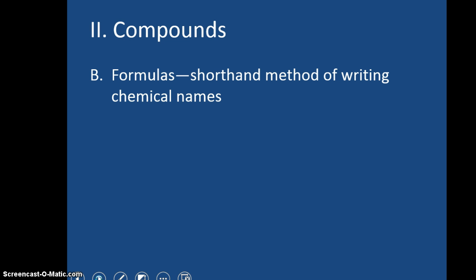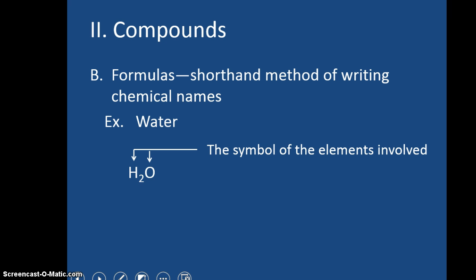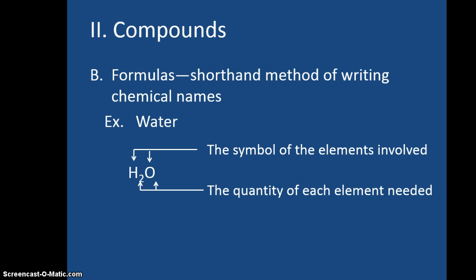Formulas. Formulas are the shorthand method of writing chemical names. For example, water. You might know water is H2O. The H and the O are the symbols of the elements that are involved. The 2 is the quantity of each element needed.